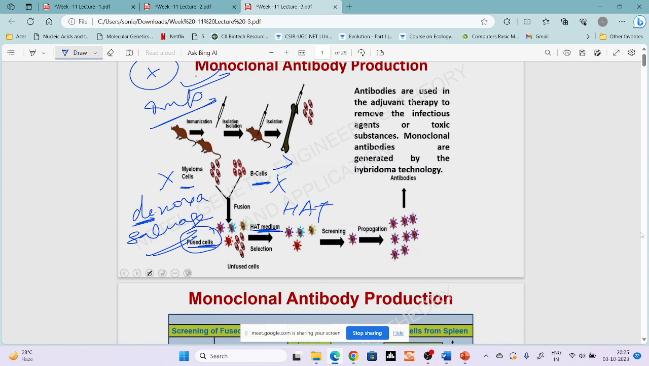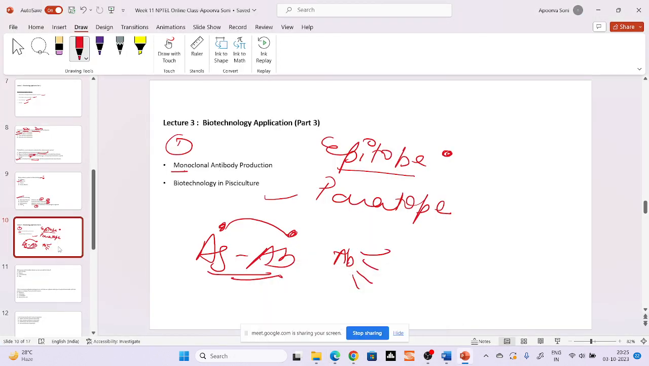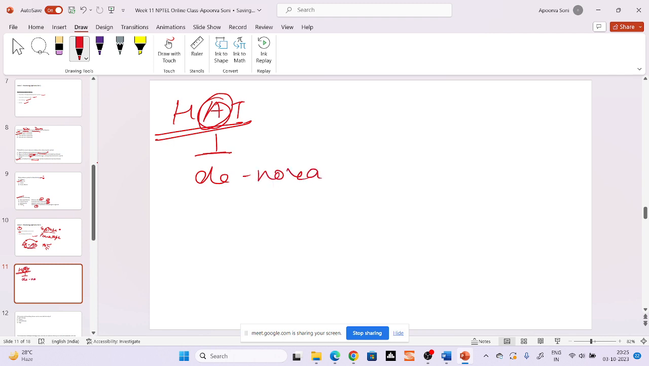You have to understand it like this, and it is very important. If you have a basic, clear idea about how this selection of hybridoma occurs, then it is very easy for you to understand this monoclonal antibody technology. So this A stands for aminopterin. Aminopterin blocks the de novo nucleotide synthesis pathway.